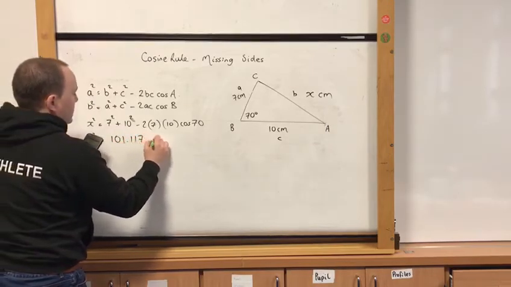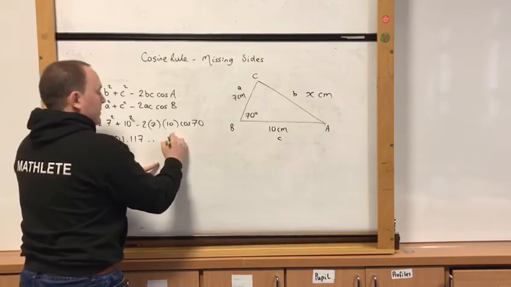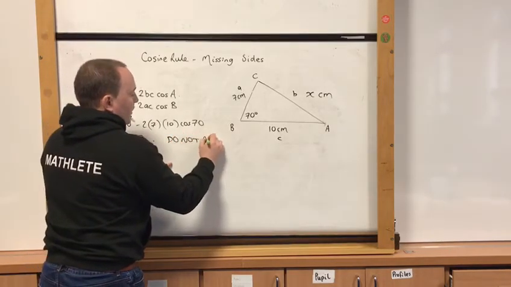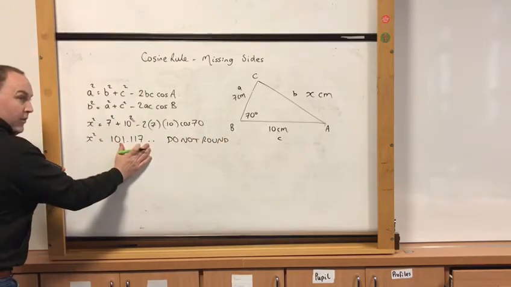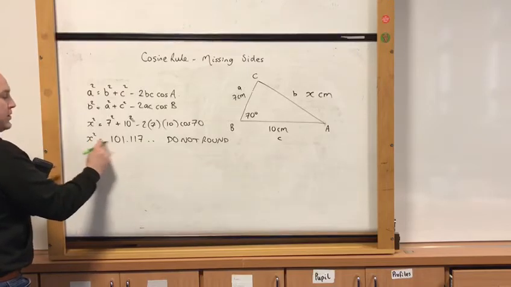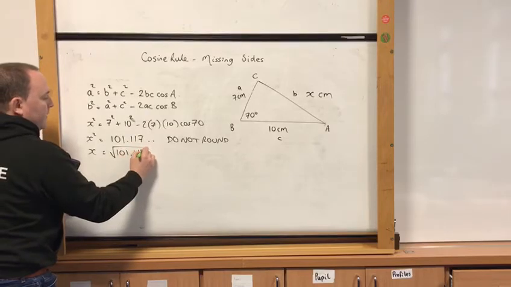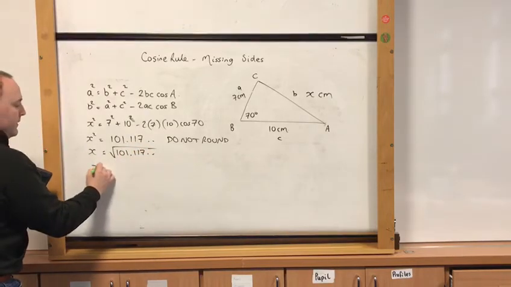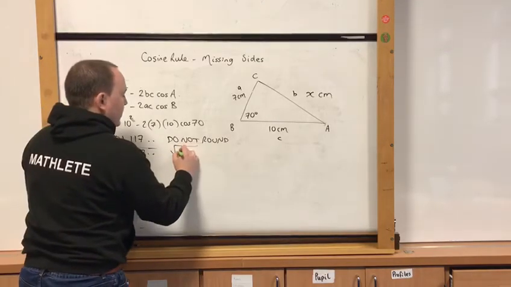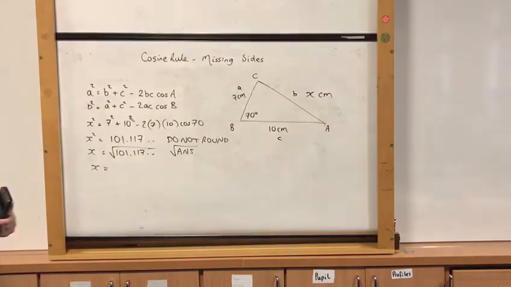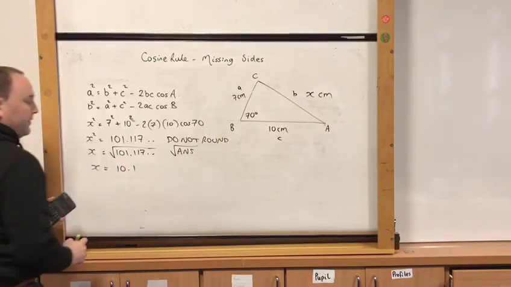101.1. So 101 point, again, don't round that. If you've not got sine, do not round. You don't want to introduce a margin of error or a rounding error. x squared equals, inverse operation, square root, again, don't round it. Square root ANS equals, okay, and then 3 significant figures.